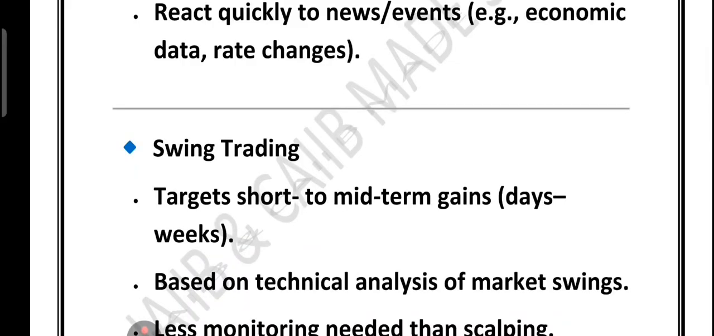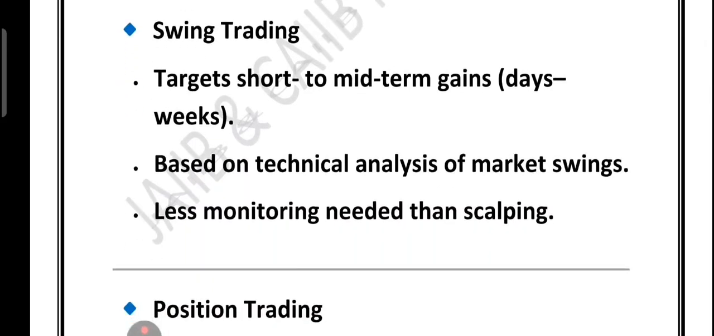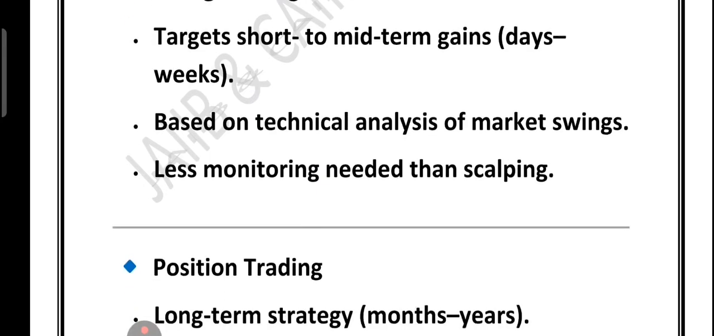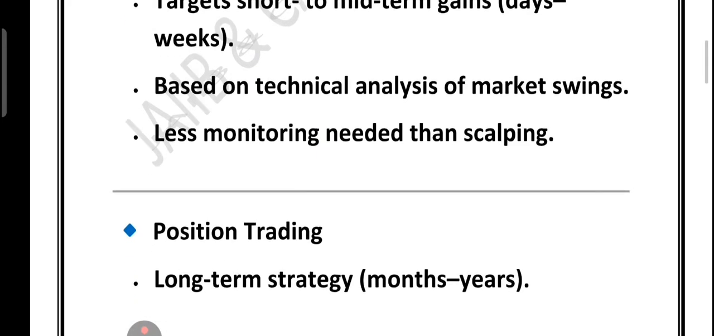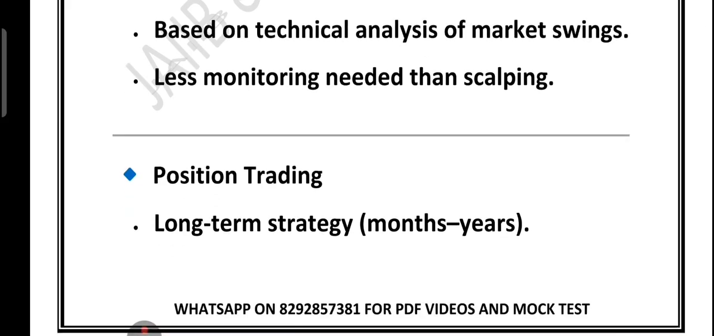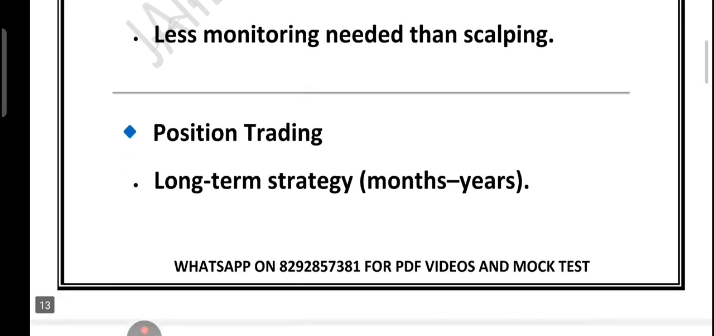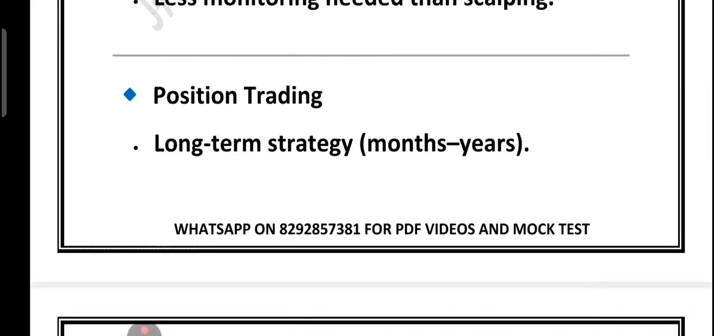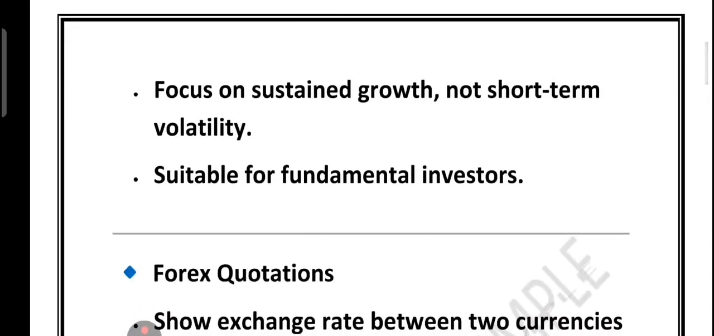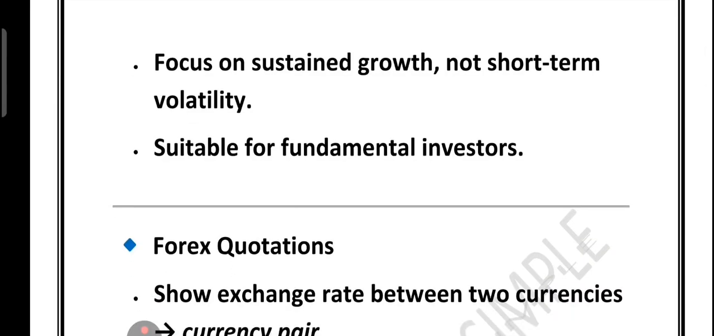Now, then we have the swing trading. So if we talk about the swing trading, they target short to mid-term gain. They are based on the technical analysis of the market swing, right? And as compared to scalping, monitoring requires less. The fourth kind of swapping technique we have is called position trading, which is the kind of long-term strategy, right? Position trading is a kind of long-term strategy. Please note it down. And they focus on the sustained growth. And one who is a fundamental investor, he wants to learn everything. So for them, this position trading is the best method.